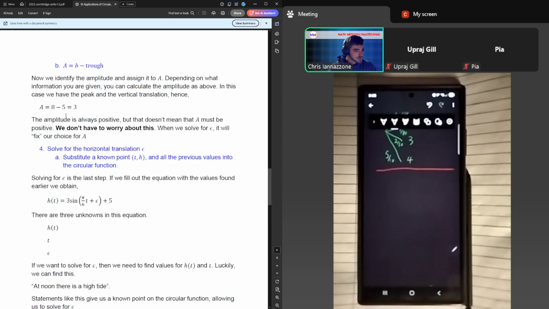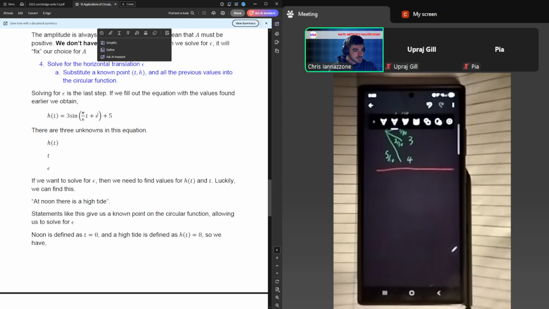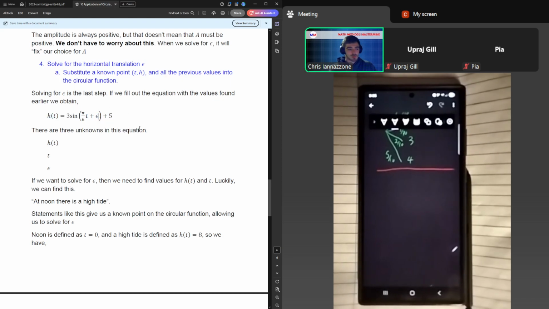And so that's what we do, right? We're choosing positive because why not? Plug everything in. We've got this horizontal translation left to solve. What you'll notice is that there's three unknowns. There's your t, there's your h, and there's your epsilon, the horizontal translation. So if we can knock off the other two, we'll be able to solve for epsilon, because that's the only variable left in the situation.